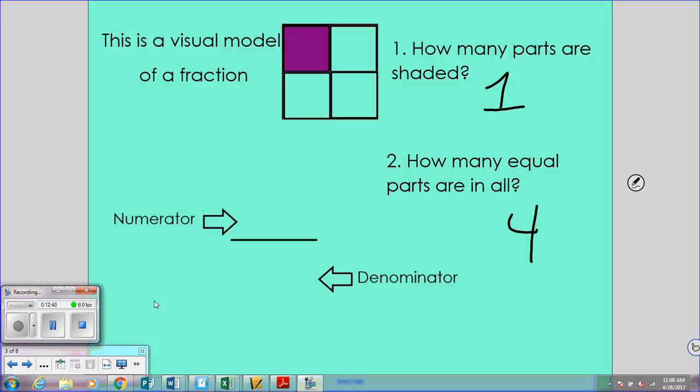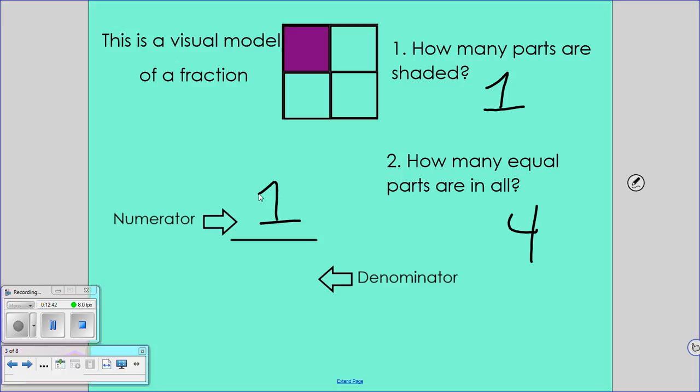One. I want you to write this. One. What about the denominator? What does our denominator stand for, James? How many equal pieces are in a whole? How many pieces do I need to give me a whole? Four. So the fraction that goes with that picture, we're going to say one fourth.